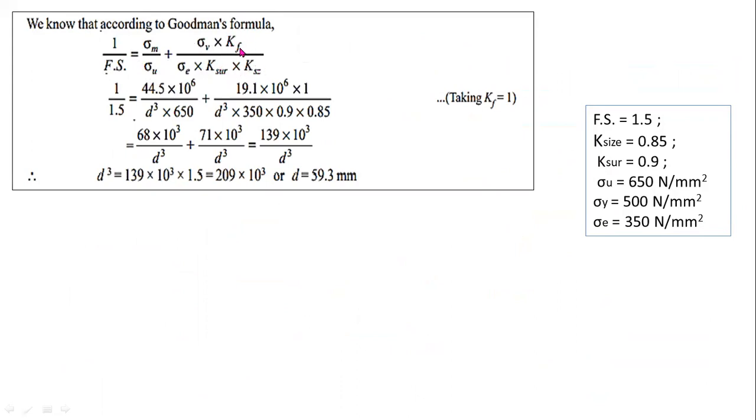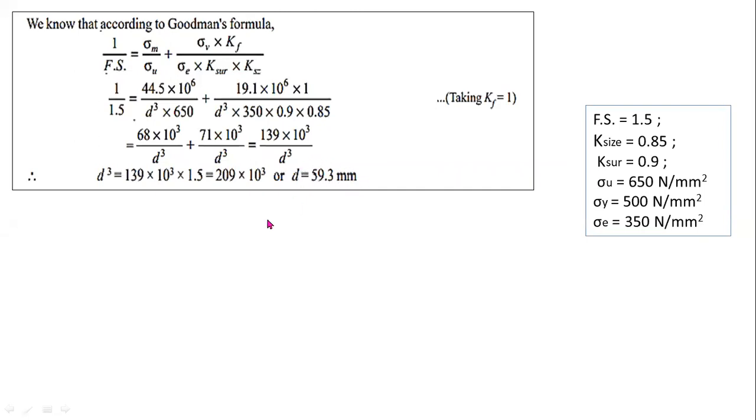Here the fatigue stress concentration factor Kf is not given, so I consider Kf equal to 1. Okay, this value is not given, and these are the values. You have to substitute these values in this equation. Then after we got this value 139 into 10 power 3 by d cube is the answer. Okay, from this equation, you have to find out the value of d. So here finally the suitable diameter of a shaft according to Goodman's method is d equal to 59.3 mm.